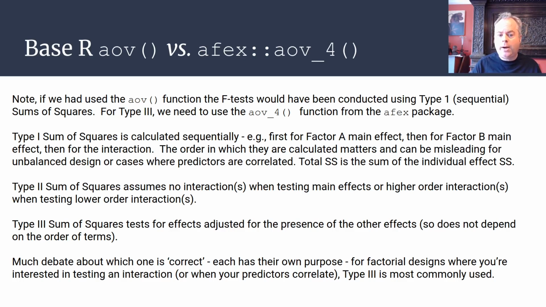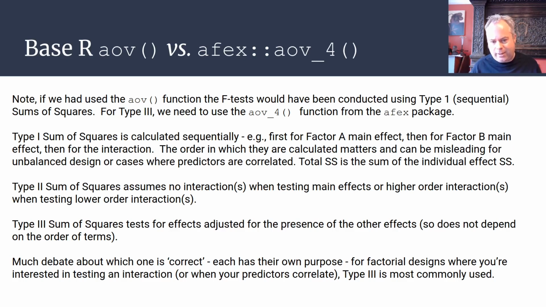Type 2 sums of squares assumes the absence of an interaction effect when testing main effects, or of higher-order interactions when testing for lower-order interactions. Sometimes you'll see people report type 2 sums of squares. But most commonly used by a long way are type 3 sums of squares, because they adjust for the effects in the presence of other effects and are calculated independently of the order of terms as specified in your model.